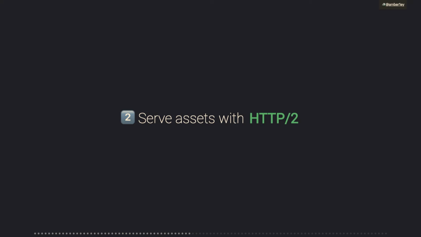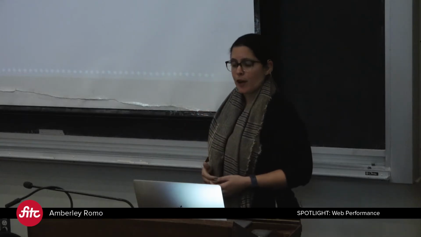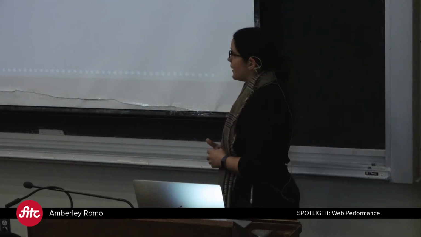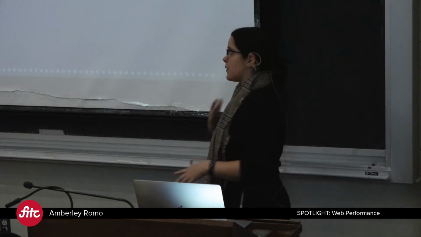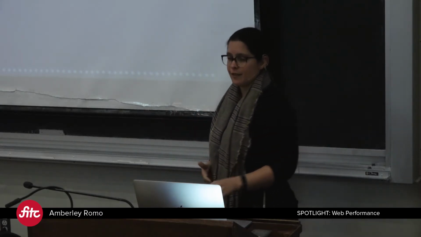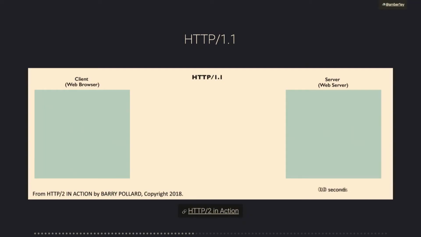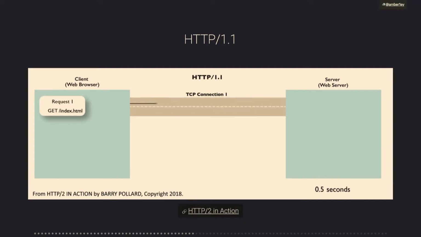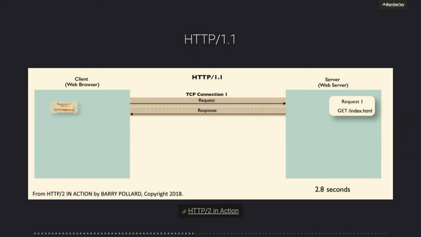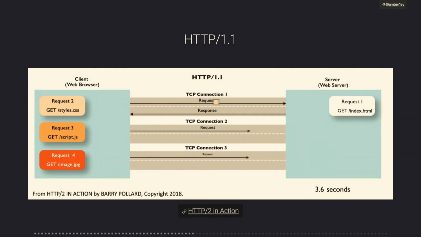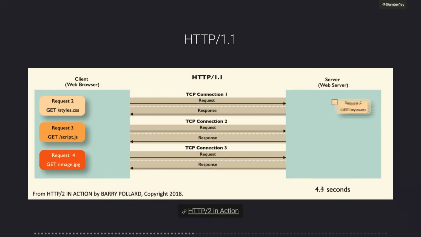Two, serve assets with HTTP2, which we've already heard a little bit about. HTTP2 is a major revision of the HTTP network protocol. It leaves the semantics of HTTP intact, but modifies how data is transported between the server and the client to make the request-response cycle more efficient. In HTTP1, this cycle looks something like this. Here, the first request is for our index.html, which gets returned from the server. And when it does, the browser discovers references to things like style sheets, scripts, images, and then it will separately make requests in their own request-response cycle.